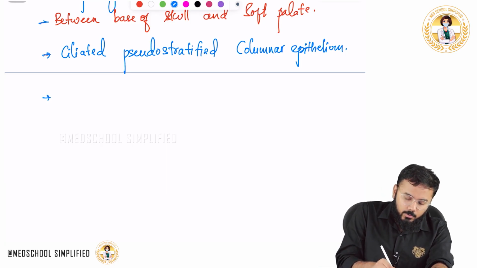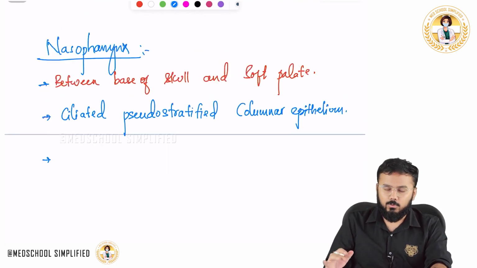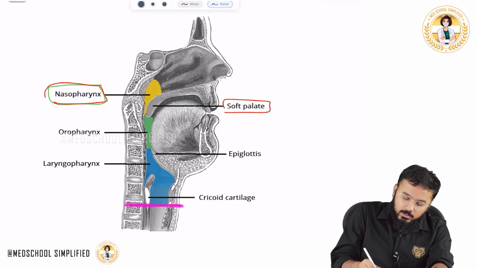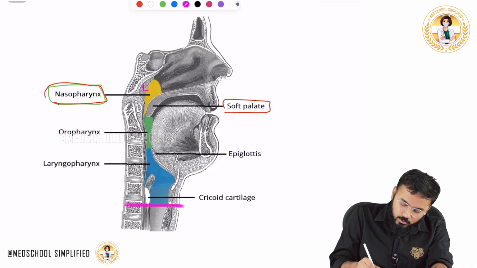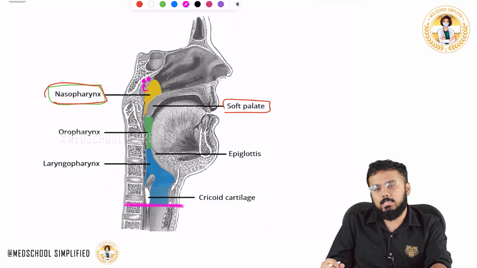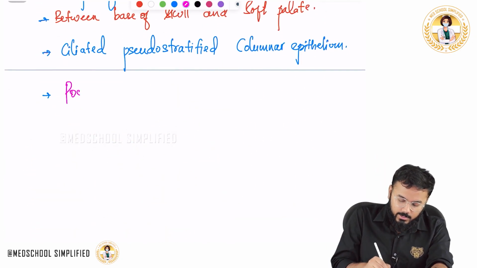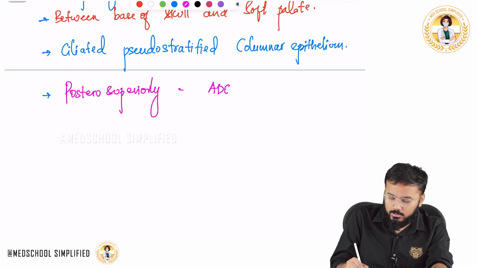Okay. Next important thing is that what are the structures that are located posterior-superior to this? What do you mean by posterior-superior? See, this is your nasopharynx, right? So posterior-superior in the sense, see, this is postero and this is superior. Exactly here, what do you have? You have got a pair of tonsils here. These are called adenoid tonsils. Okay. So posterior-superiorly, we have got adenoid tonsils.